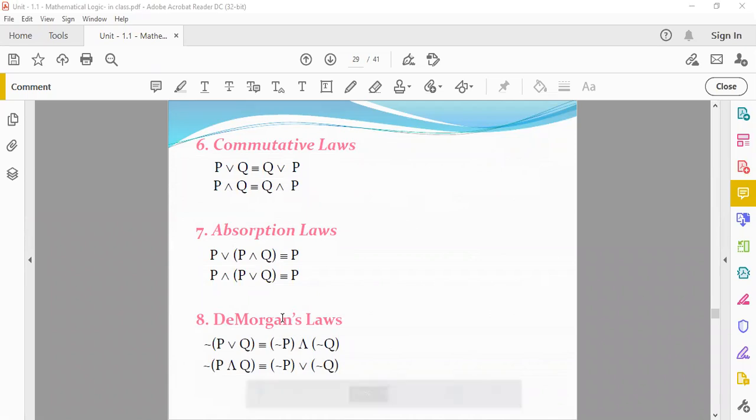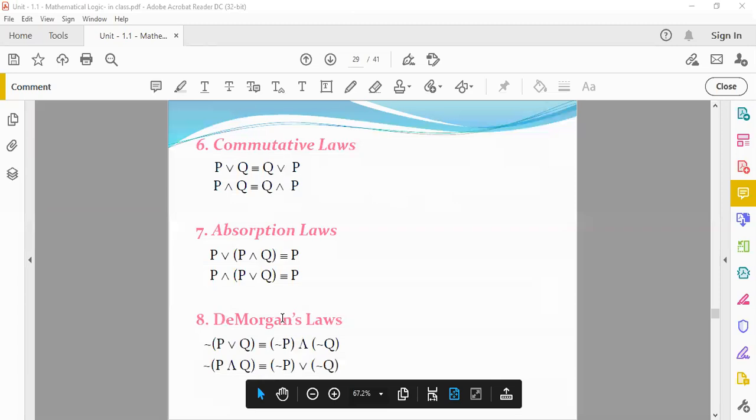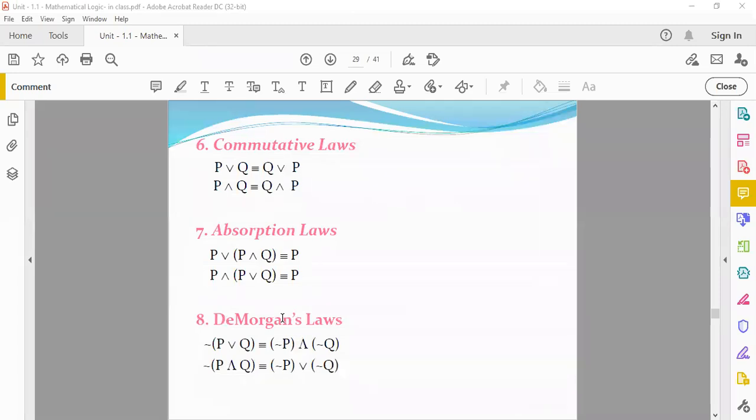Yes, please read out De Morgan's law. Negation of P or Q is equivalent to negation P and negation Q. Negation of P and Q is equivalent to negation of P or negation of Q. Okay, very good. Everyone please observe De Morgan's law.